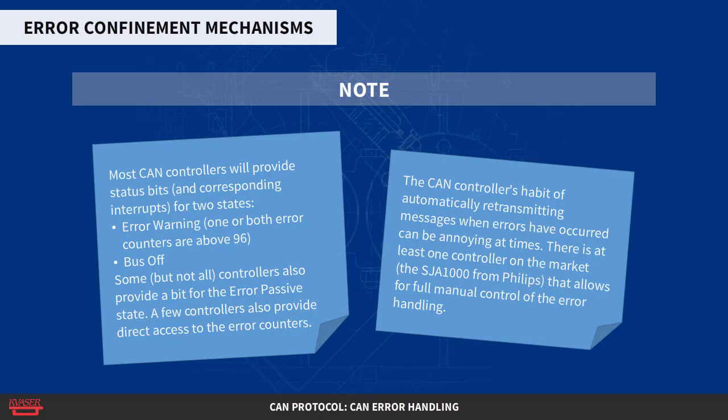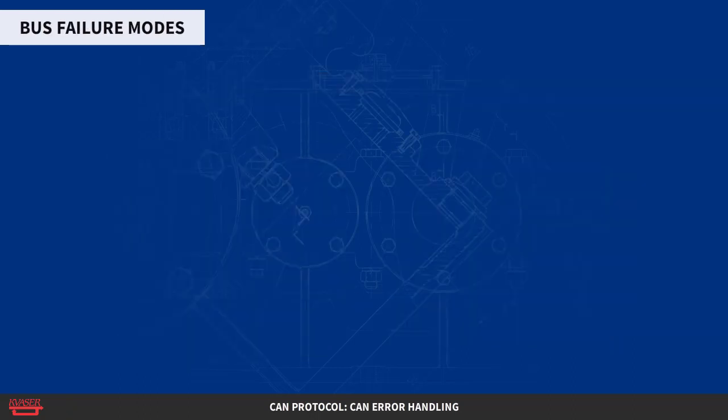The CAN controller's habit of automatically retransmitting messages when errors have occurred can be annoying at times. There is at least one controller on the market, the SJA1000 from Philips, that allows for full manual control of the error handling. Bus failure modes.